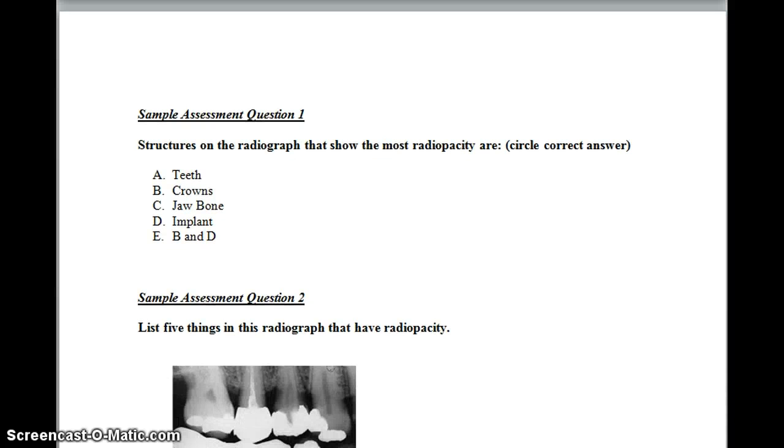Sample assessment question number 1. Structures on the radiograph that show the most radiopacity are teeth, crowns, jawbone, implant. And the correct answer is E. Both B and D show the most radiopacity on the x-ray.